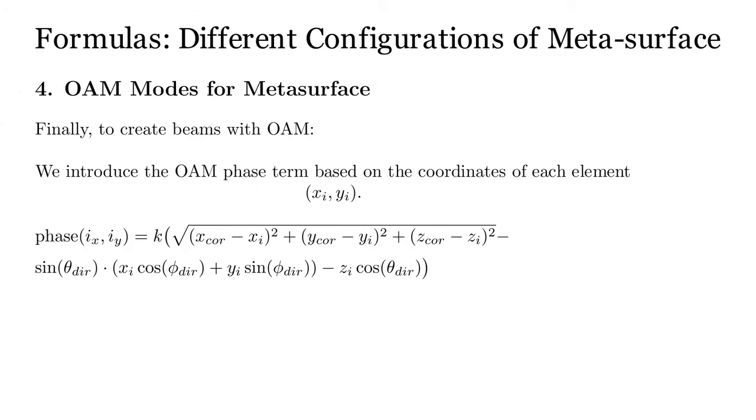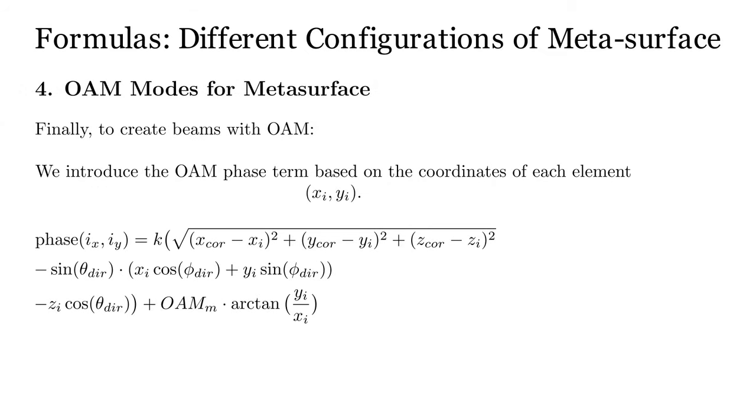We introduce the OAM phase term based on the coordinates of each element, x, y. The OAM mode index, OAM M, determines the number of twists in the wavefront. Full formula with OAM. In this complete formula, the first part accounts for distance-based phase adjustments. The second part steers the beam using the desired elevation and azimuth angles. The final part introduces a helical phase to generate OAM beams.